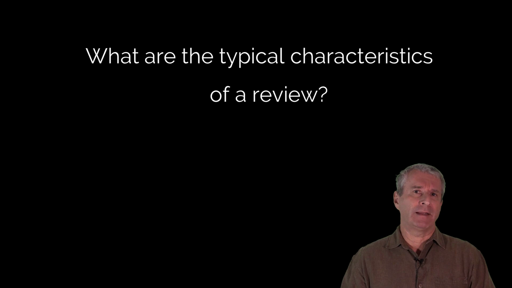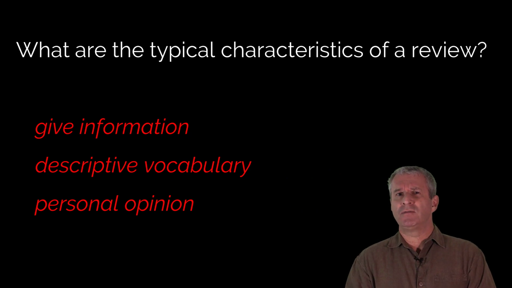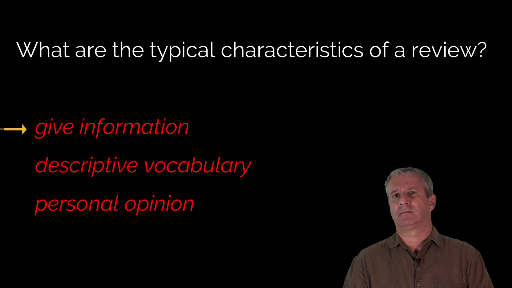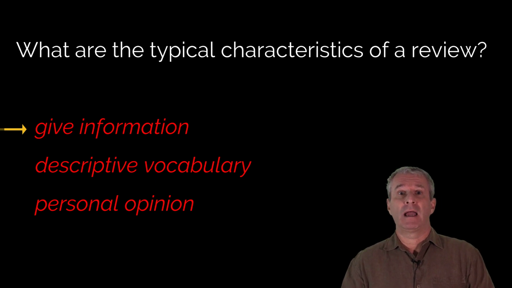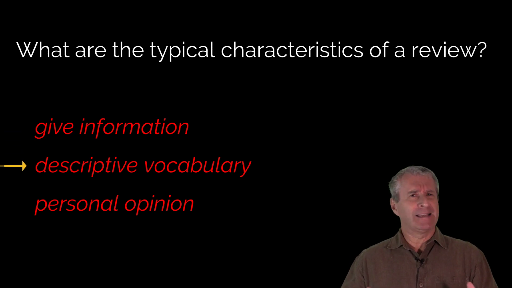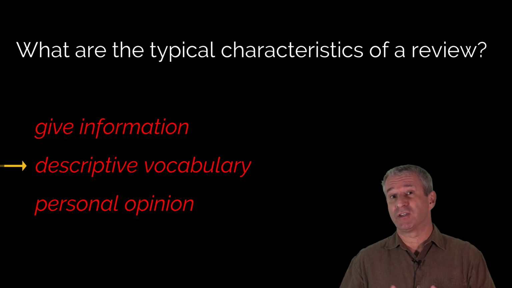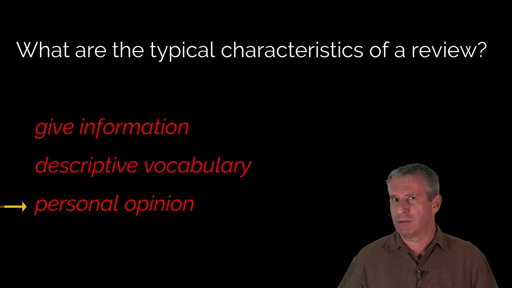And what are the typical characteristics of a review? First of all, you need to give information to the reader. The reader wants to know things about the film, the mobile phone, the hotel, the restaurant, etc. And you need to pass on that useful information. You need to include descriptive vocabulary in your review. The examiner is looking for a range of descriptive adjectives and descriptive language that gives a good description of the thing you are reviewing. You also need to express your personal opinion.